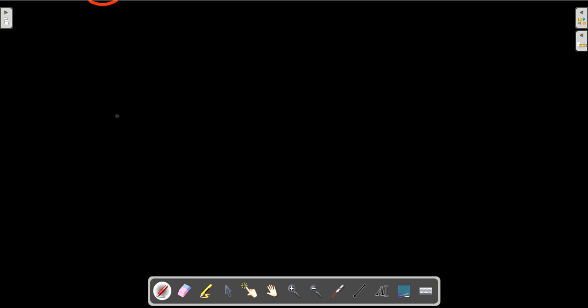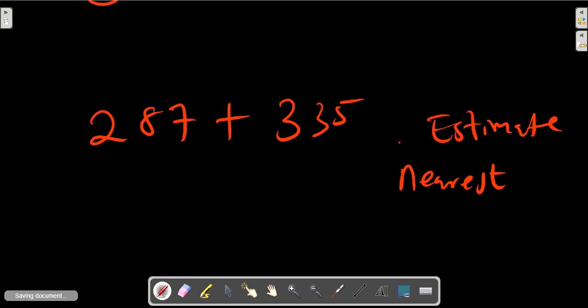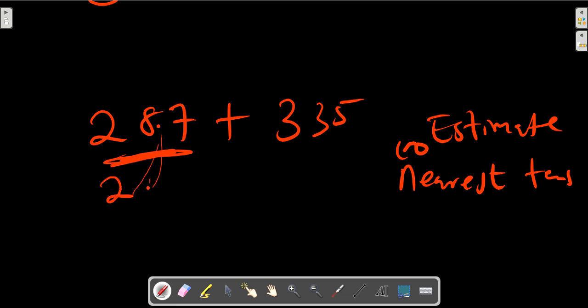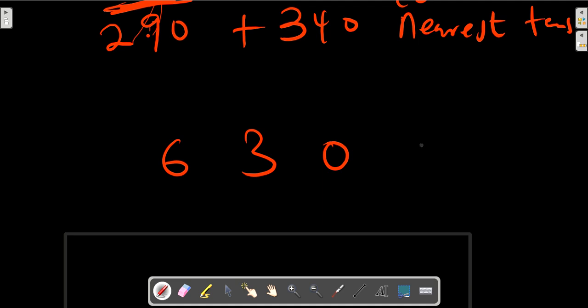So, let's take a look at the addition of two numbers, 287 plus 335. Now, we're going to round these numbers in two ways. First off, we're going to estimate to the nearest tens. Round this number to the nearest tens, and this is going to be 290, and this rounds to the nearest tens as 340. And when we add 290 and 340 together, we get 630. Okay, 9 plus 4, 13, carry 1, 630. Alright, now this estimation is to the nearest tens.